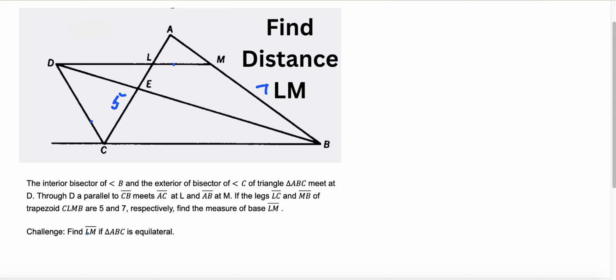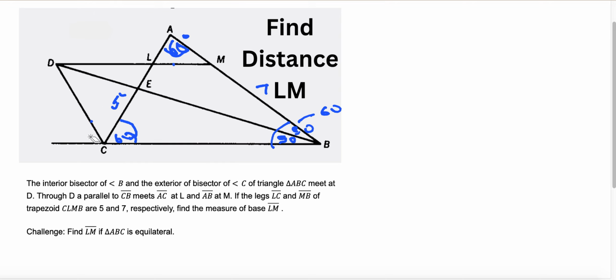Challenge: find LM if triangle ABC is equilateral. It means equilateral, so this is a 60. This here is a 60, and here is a 60, everything 60. But here is a 30 and here is a 30 degree. Both of them are 30 degrees, because this is a bisector angle.